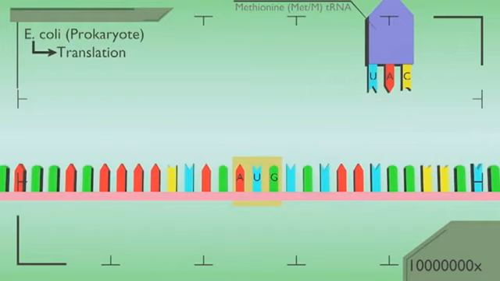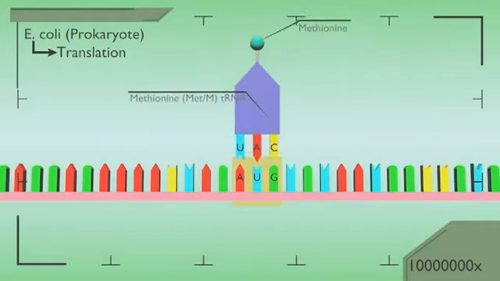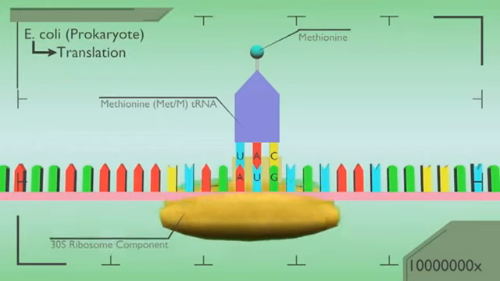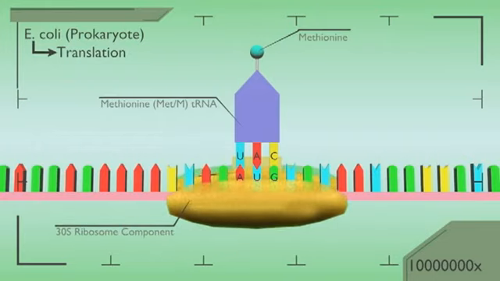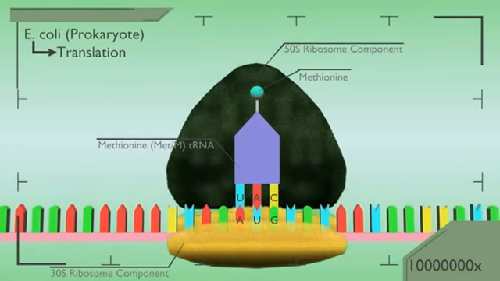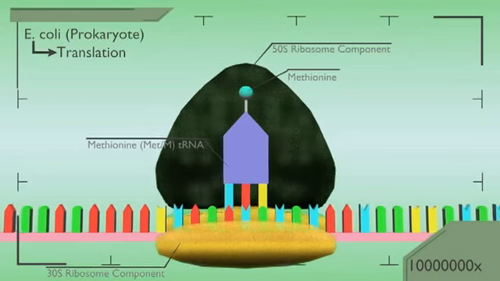When the methionine tRNA binds, it also aids in the binding of the 30S ribosome subunit. This is only part of the ribosome, but it will help the 50S subunit to bind and form a complete ribosome. The 50S subunit attaches to the mRNA complex, completing the ribosome. Now the production of the protein can begin, one codon at a time.